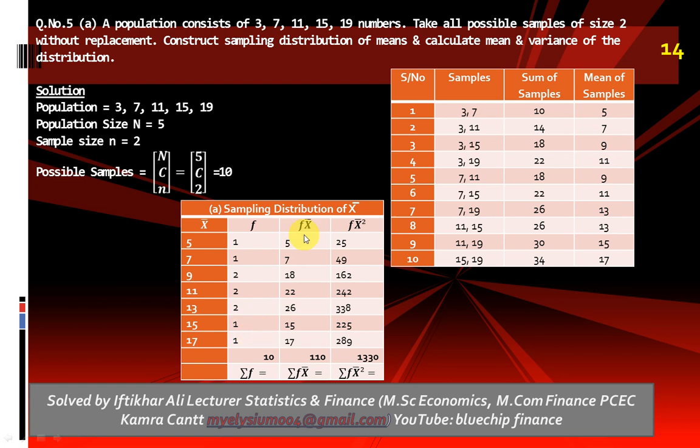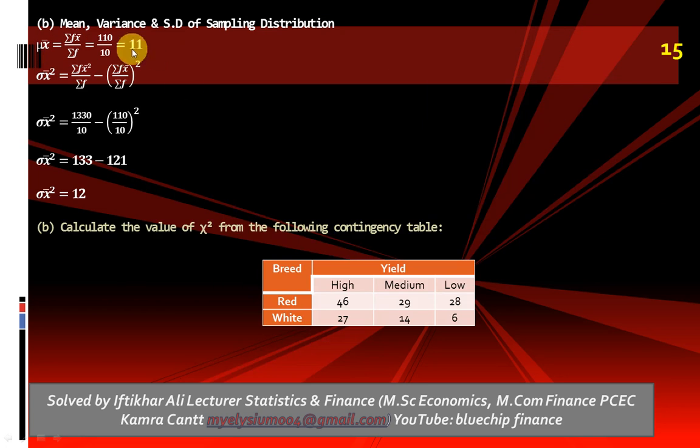Now we need two more calculations, fx bar and fx bar square. Fx bar is simply f multiplied by x bar, and fx bar square is equal to fx bar multiplied by x bar. So the sums are 10, 110, 1330. So simply put these sums into the formula for mean, for the sample statistic. Mu x bar equals sum of fx bar over sum of f, 110 by 10 equals 11. Variance is sum of fx bar square over sum of f minus mean square, and the variance is equal to 12.